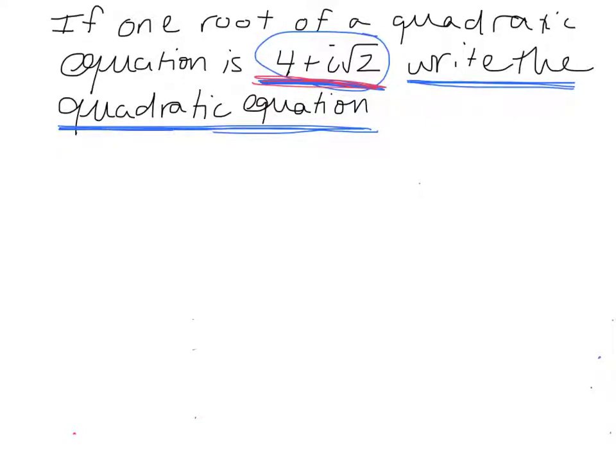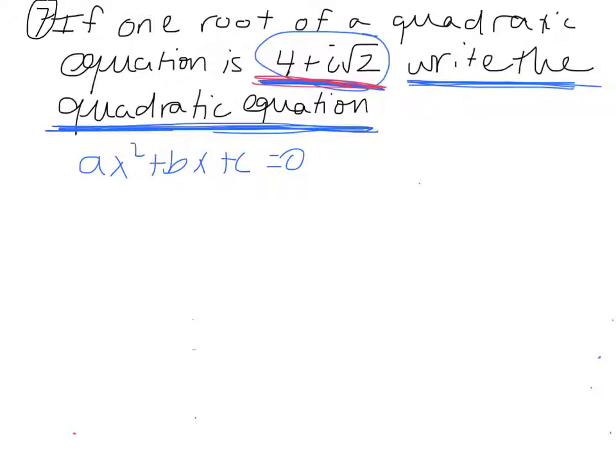Okay guys, this problem is number 7 from the extra review packet that I gave you on Friday. It says if one root of a quadratic equation is 4 plus i radical 2, write the quadratic equation that gave us that root. So basically any question that says write the quadratic equation means you are looking for the ax squared plus bx plus c equals 0. You need the a, the b, and the c for the standard form of a quadratic equation.